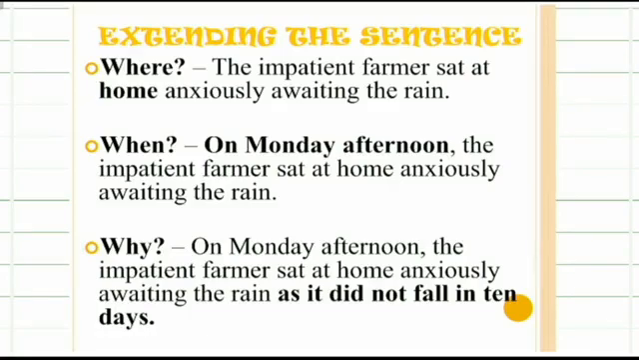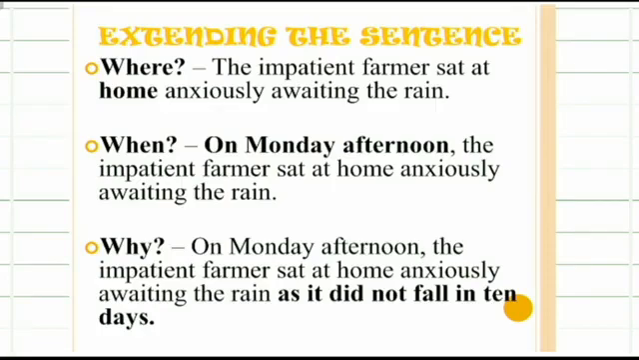He is impatient and he's waiting for the rain. Right, when was this taking place? Okay, it happened on Monday afternoon. Now again, you don't always have to use all the 5 W's and the H, but we are just showing you how we can expand or extend these sentences to make your writing more interesting, okay?